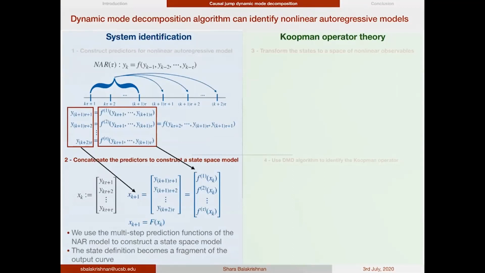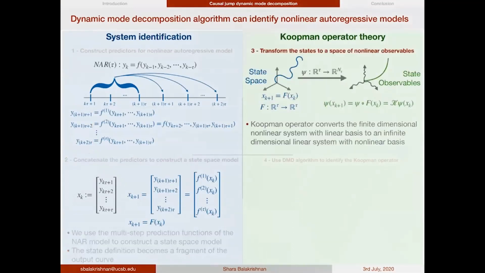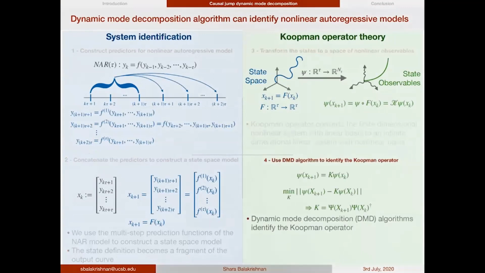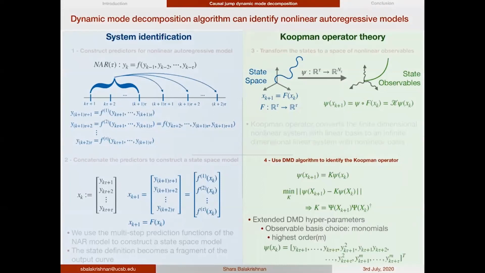The Koopman operator converts a nonlinear finite dimensional state space model to a linear infinite dimensional state space model. One of the methods for identifying a Koopman operator is called the dynamic mode decomposition algorithm, also called the DMD algorithm, which in its simplest form involves a matrix inversion of transformed states concatenated from all the data sets. We used extended DMD with monomial basis as a choice of the DMD algorithm, and this has one hyperparameter, which is the highest monomial order for the transformed states, and this is denoted by M.